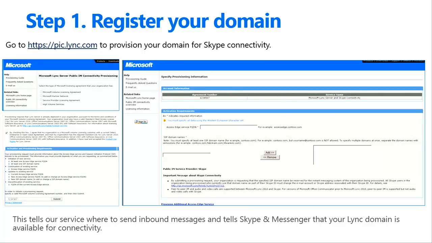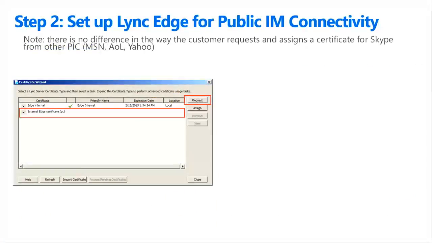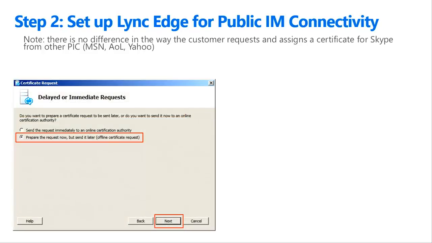Second step. There is a bit of a delay on the screen, which is why we've been caught a little dodgy a couple of times there. So the second thing is to set up your Edge server in order for it to support public IM connectivity. And to do that, what I need to go through is effectively downloading an encryption key and assigning it to my public IM connectivity. All right, so I'm just going to grab a whole load of default settings here. So prepare the request now, but send it later. Yeah, I think I'll go with that.